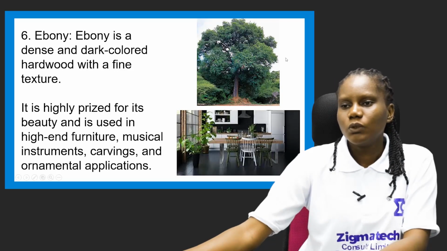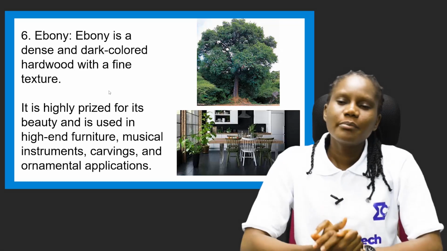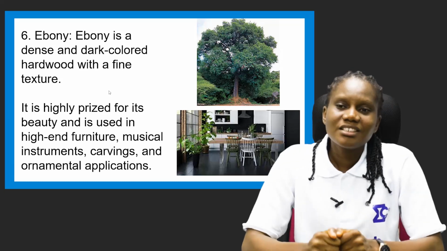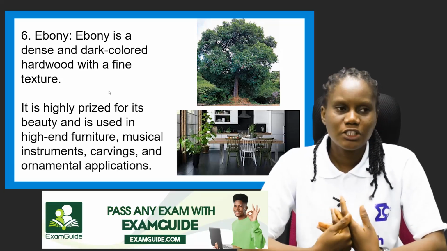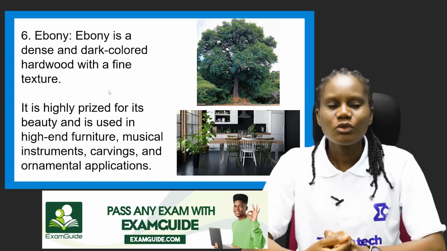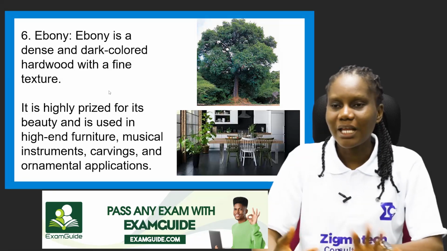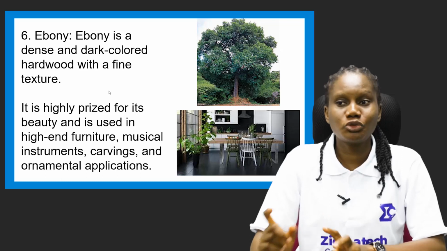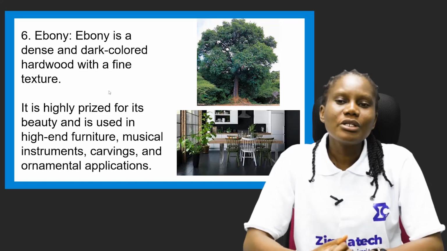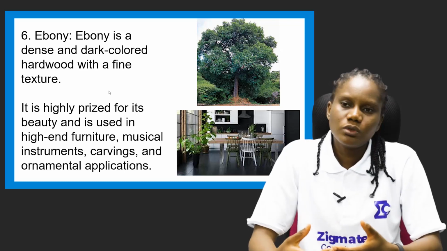Number 6 is ebony. Ebony is a dense and dark colored hardwood with a fine texture. Most times when you hear people talk about ebony, somebody says, I love your color, maybe the color of your skin is ebony black. It is gotten from this tree called ebony, and it's known for its dense and dark color. And it's a hardwood also.